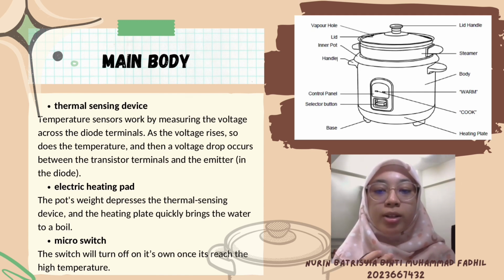The electric heating pad. The pulse rate depresses the thermal sensing device, and then the heating plate quickly brings the water to a boil, making the boiling water heat up and cook the rice. Lastly is the micro switch. The switch will turn off on its own once it reaches a high temperature.